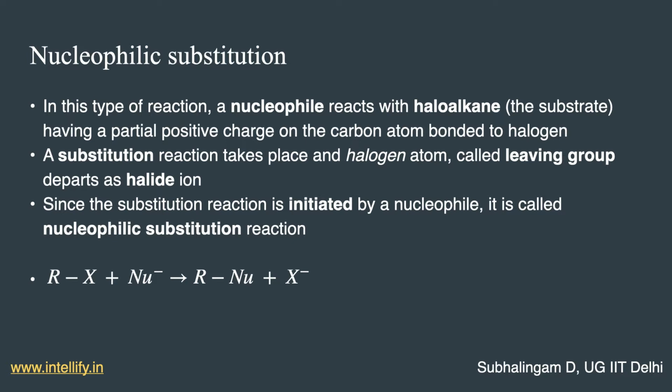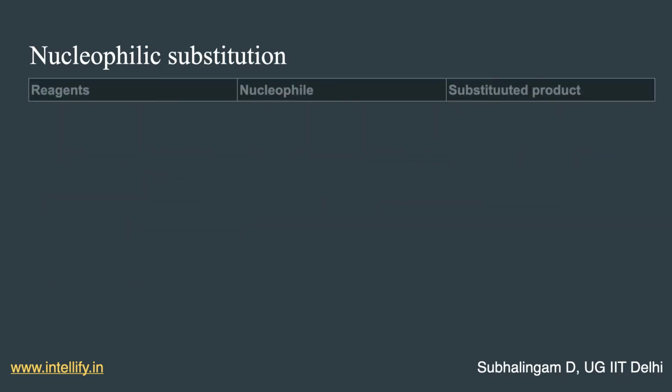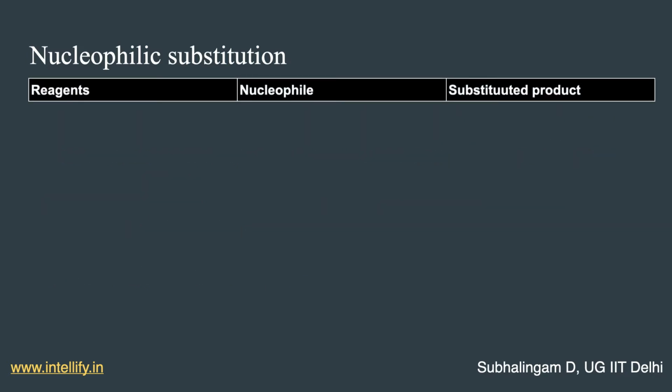Schematically, RX plus Nu minus, where Nu minus is the nucleophile and RX is the alkyl halide. When this reacts, we get RNu and a halide ion. And since the halogen has left the alkyl halide, we call it the leaving group. Next, we will look at some nucleophilic substitution reactions.